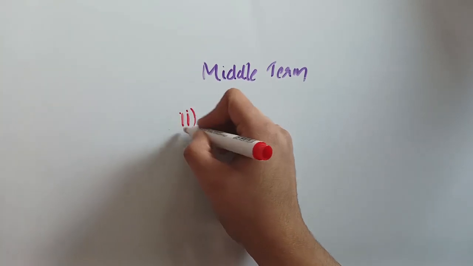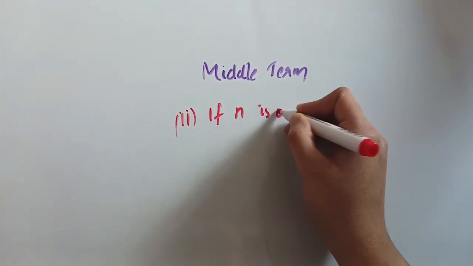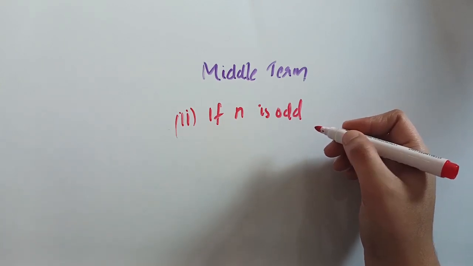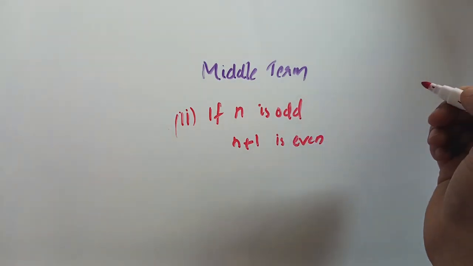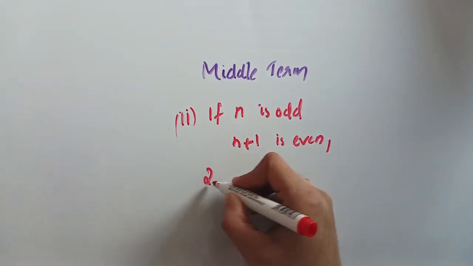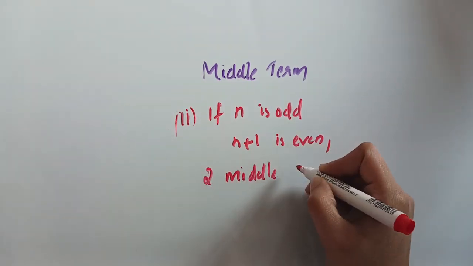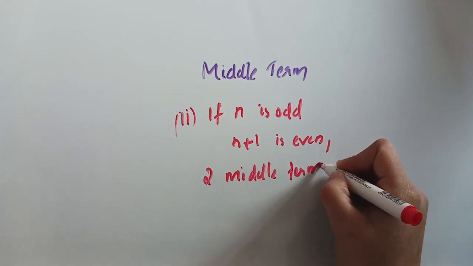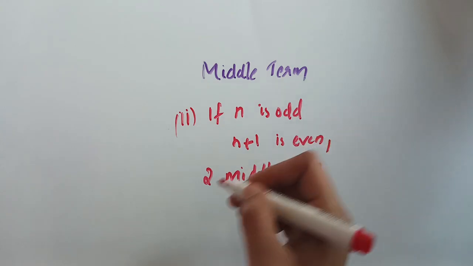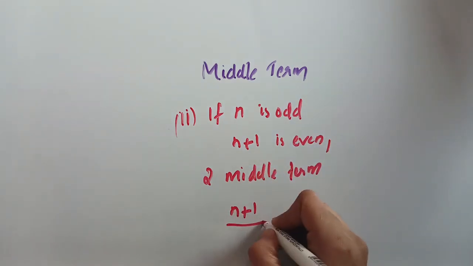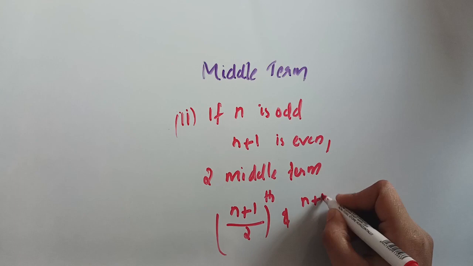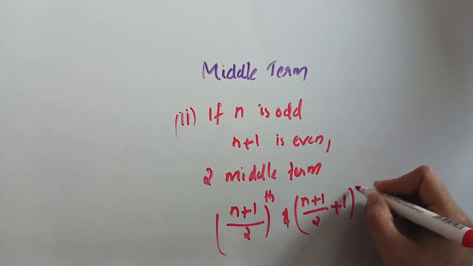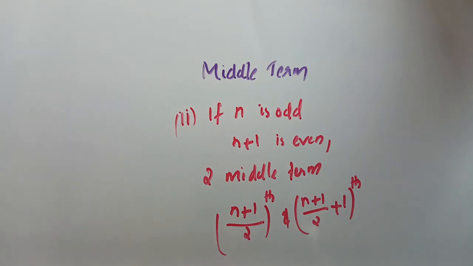Next, second case, if n is odd, then n plus 1 is even. So there will be two middle terms because this is an even number. That is, the middle terms are the (n plus 1) by 2 th term and the ((n plus 1) by 2 plus 1)th term. These two are the two middle terms if n is odd.